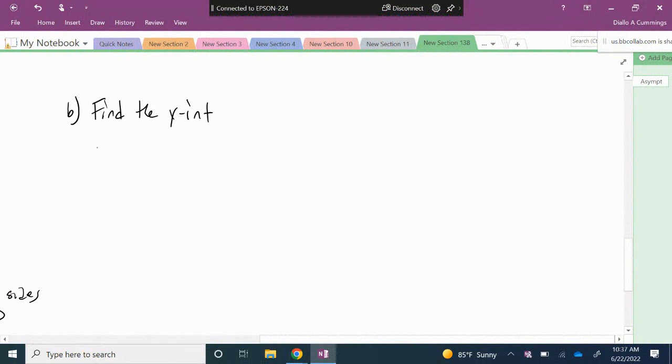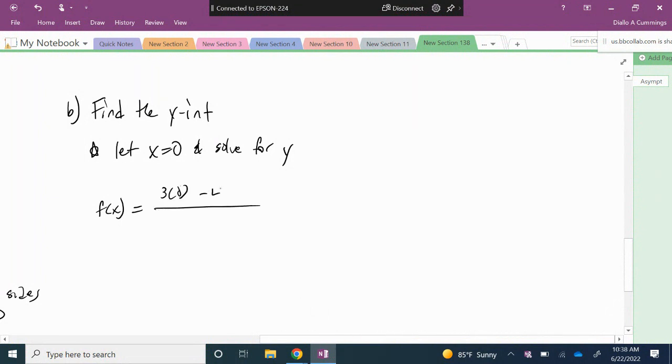And in order to find the y-intercept, we're going to let x equal to 0 and solve for y. Right, so we're going to take our equation, and wherever we see an x, we're going to substitute x for 0. So we have f of x is equal to 3 times x, but we're going to substitute x for 0, minus 4 divided by x, which again we're going to substitute for 0 plus 5.